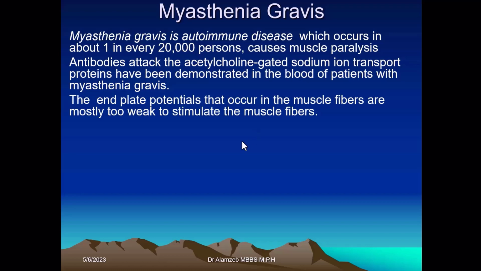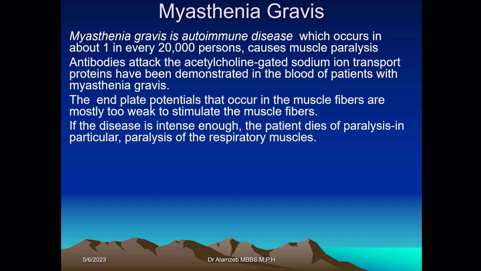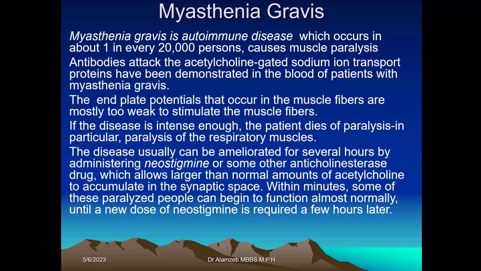They destroy that protein. The end plate potentials that occur in the muscle fiber are mostly too weak to stimulate the muscle fiber. If the disease is intense enough, the patient dies of paralysis, particularly paralysis of the respiratory muscles. The disease usually can be ameliorated for several hours by administration of neostigmine or some other anticholinesterase drug, which allows a larger than normal amount of acetylcholine to accumulate in the synaptic space.